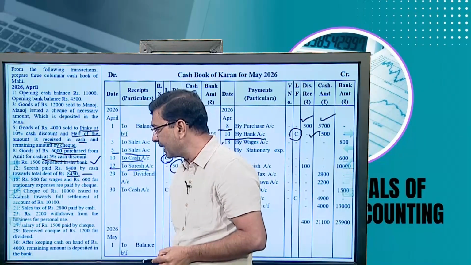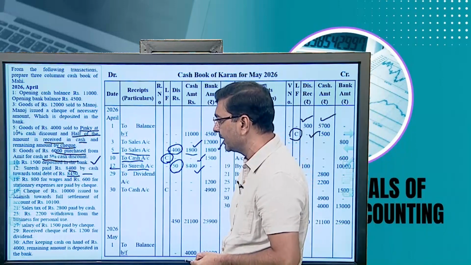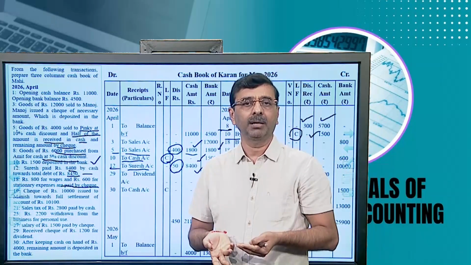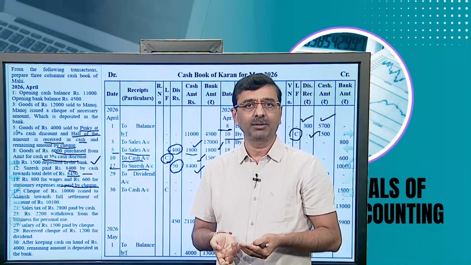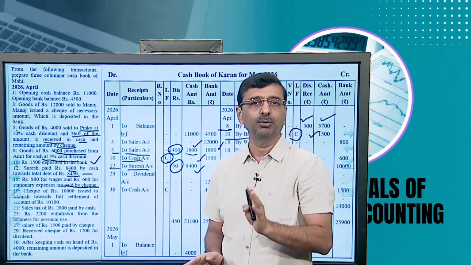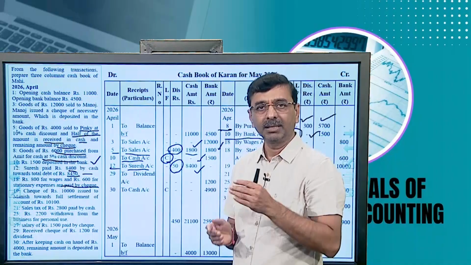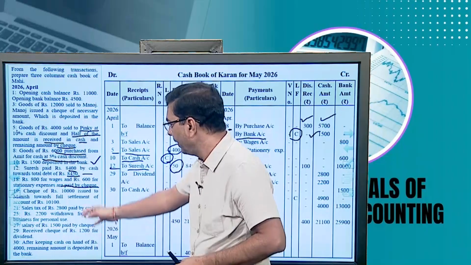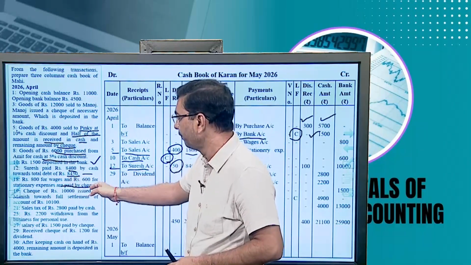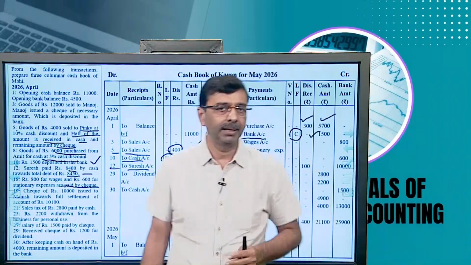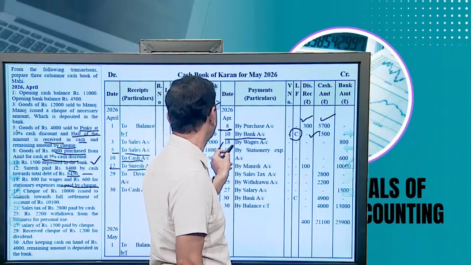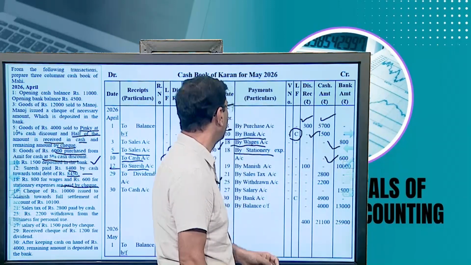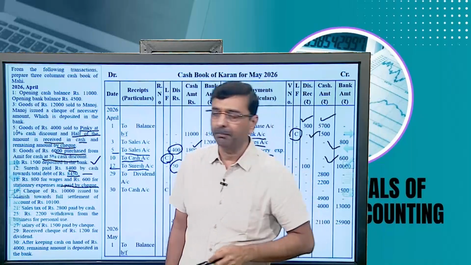Moving to the next: rupees 800 for wages and rupees 600 for stationery expenses are paid by check. So we are incurring both these expenses and paid by check. So bank is a giver, both are expenses, so both expense accounts will be debited. But as the bank is a giver, it's a payment. So it will be recorded on the payment side. Wages account debited 800 and stationery expense account debited 600, and write them in the bank column. One is by wages 800 in the bank column and by stationery expense 600. Both these transactions will be written in the bank column.